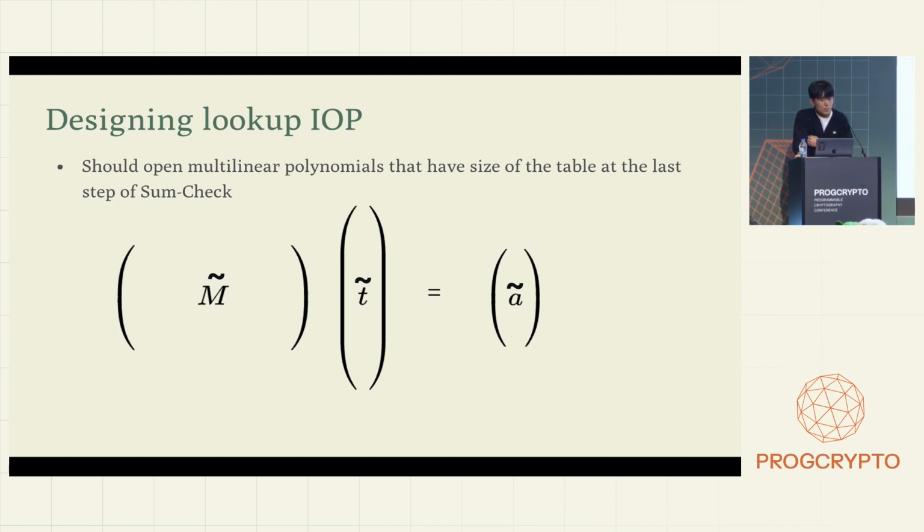The problem was that the sum check protocol is quite efficient, but at the last step of the sum check protocol, we should open these three multilinear polynomials. M and T have the size of the table, so we should open two multilinear polynomials of the table size at random points. If the table is very large, this is quite expensive in terms of proving cost.